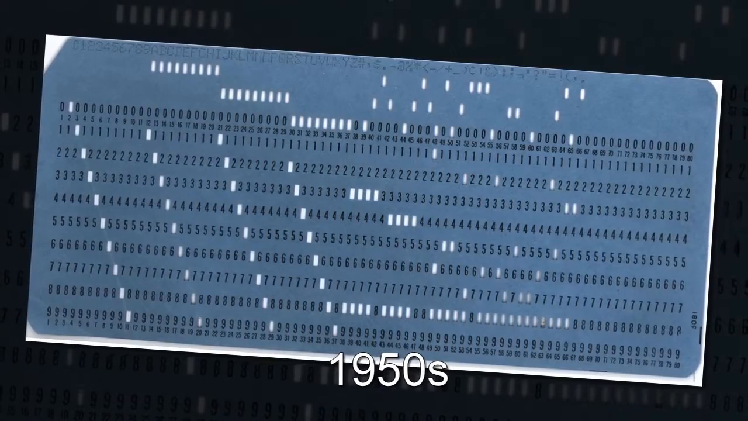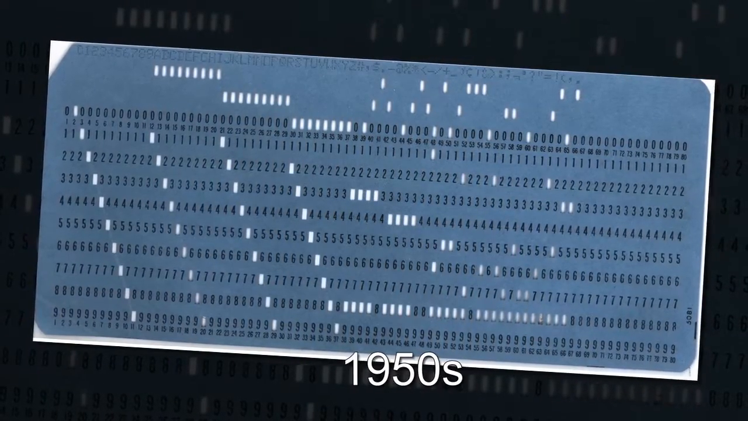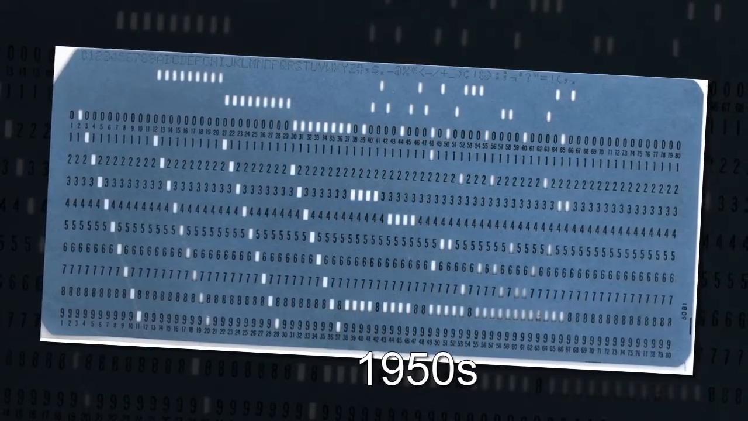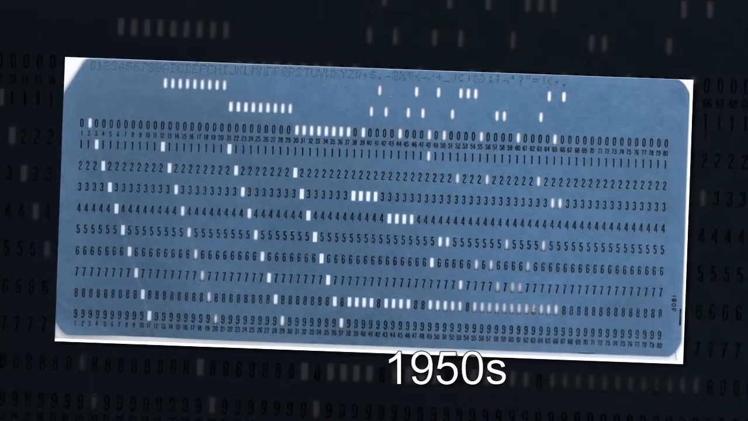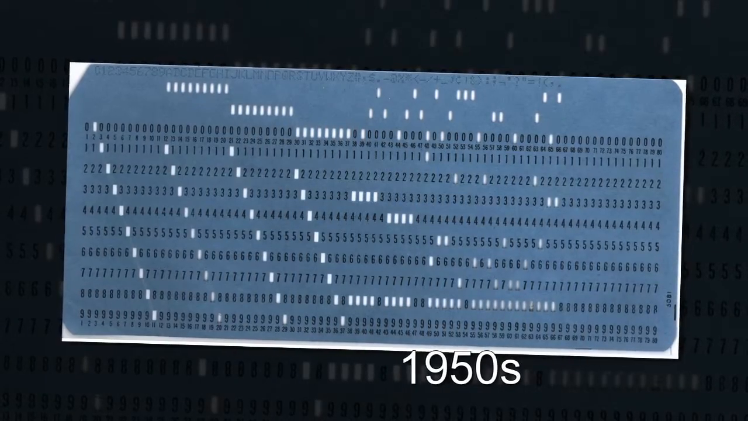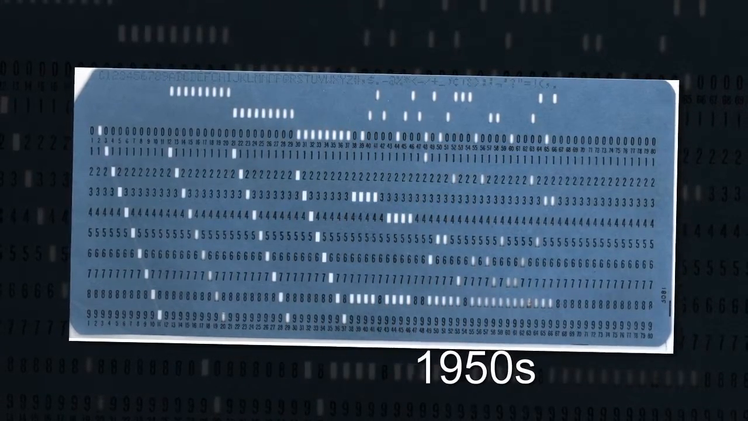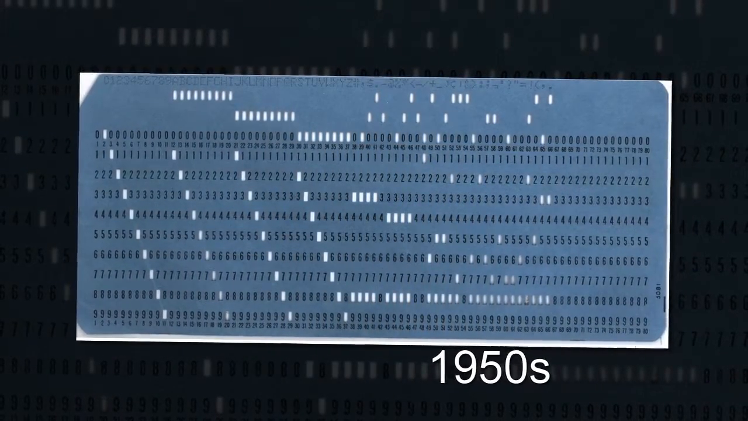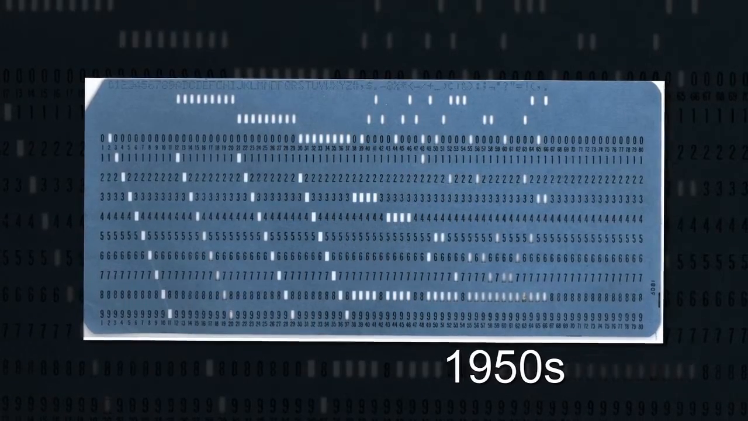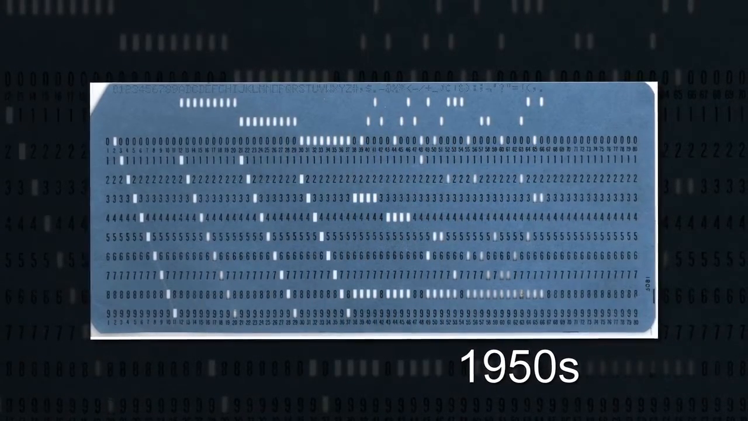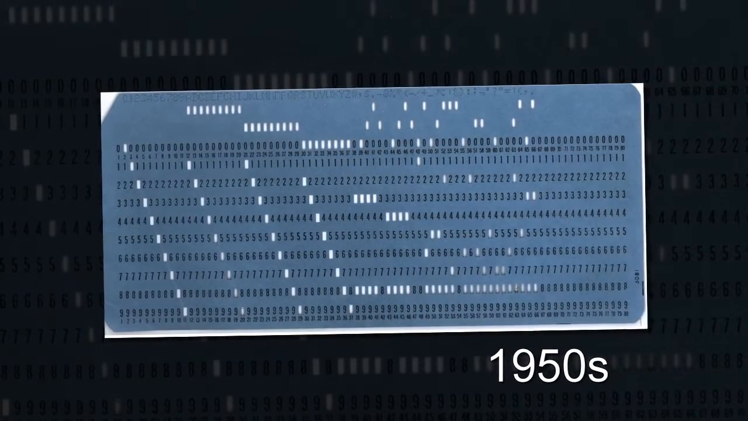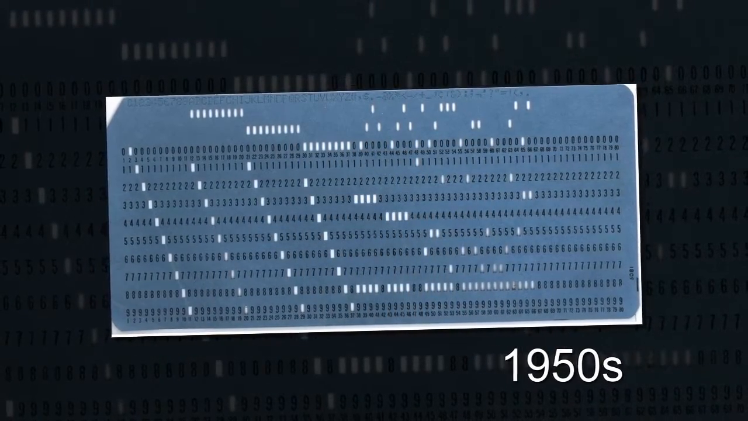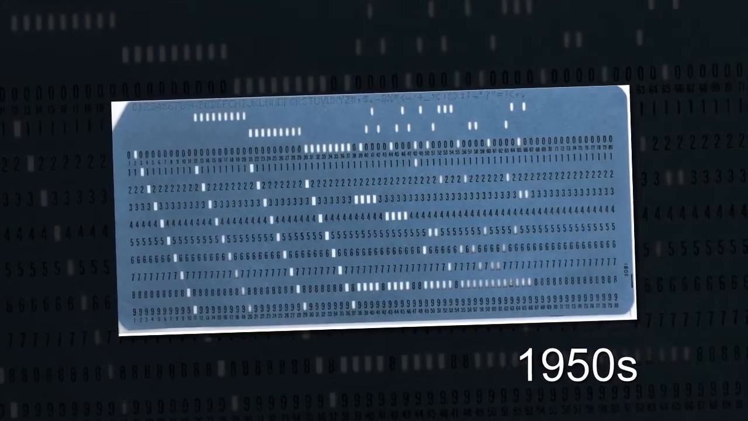1950s. Punched cards were first used in the 18th century to control automatic textile looms. By the late 19th century, the cards were used for entering data into simple tabulating machines. The advent of electronic computers in the 1950s led to IBM's punched cards becoming the primary means of entering data and commands into computers.